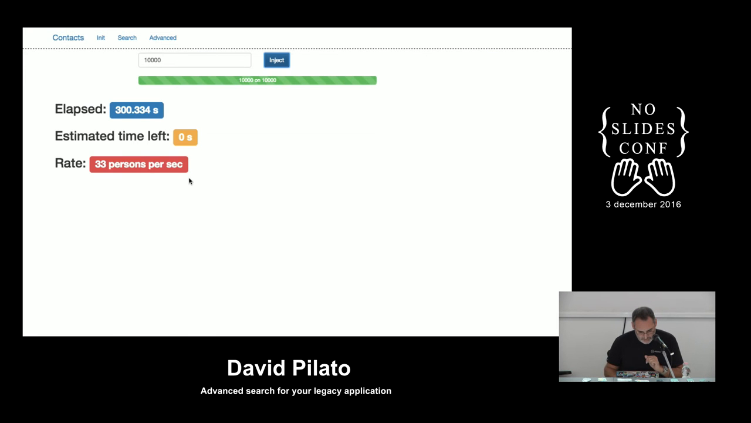I want to look at this. Okay, so the number of documents we have injected per second was super, super slow. Right? If you remember when we were injecting in the database, it was around 200 or 300 documents per second. And now we are only at 33 documents per second, so that's super low.